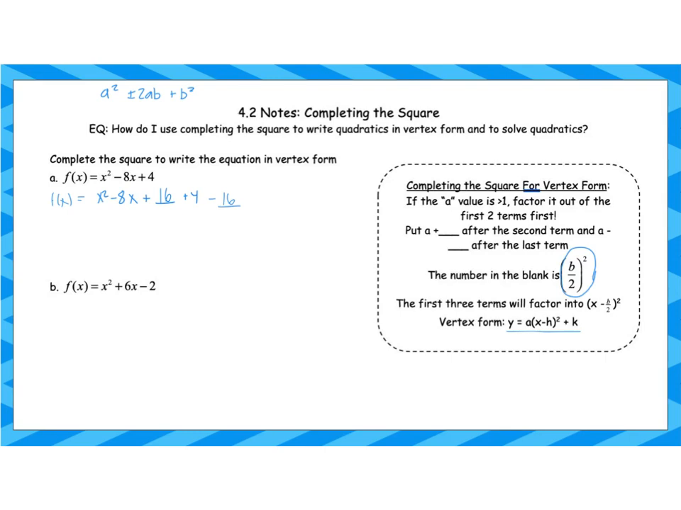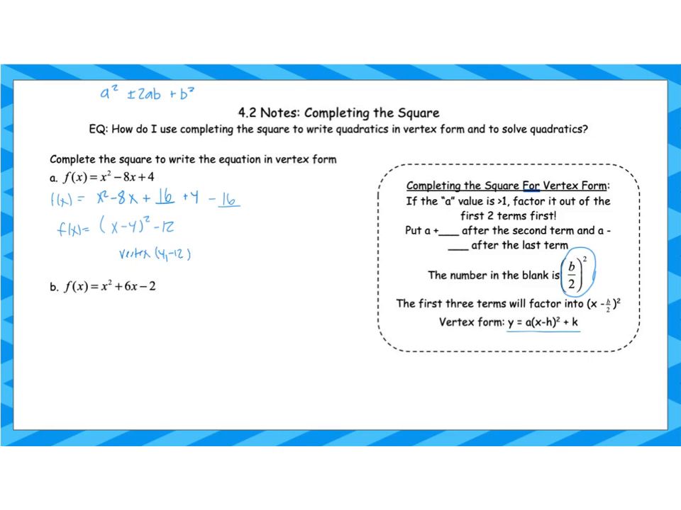So those three terms are going to factor into a perfect square trinomial. So that would be x minus 4 squared. Then we look at the two numbers that we have left. Well, plus 4 minus 16, that can just be rewritten as minus 12. So now my equation is in vertex form. So it's easy to see what our vertex is. Our vertex in this case would be 4, negative 12.